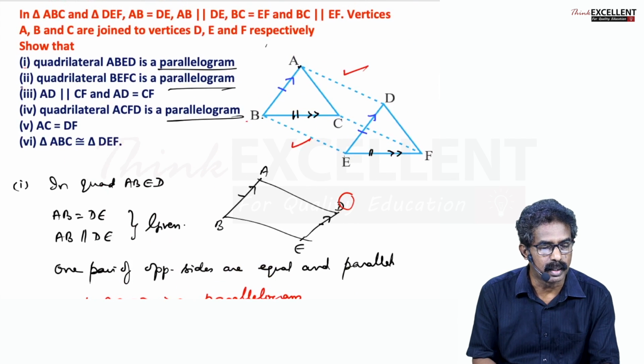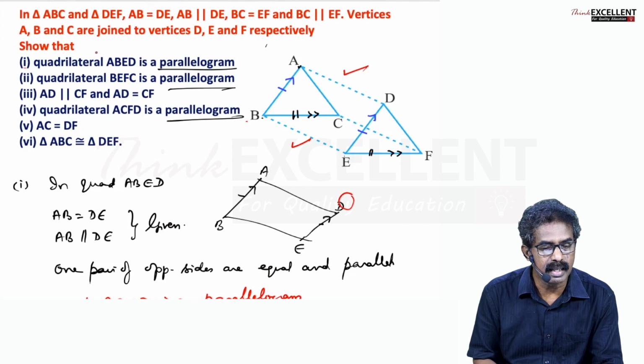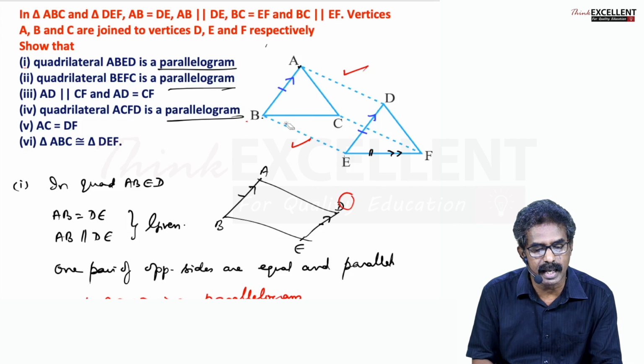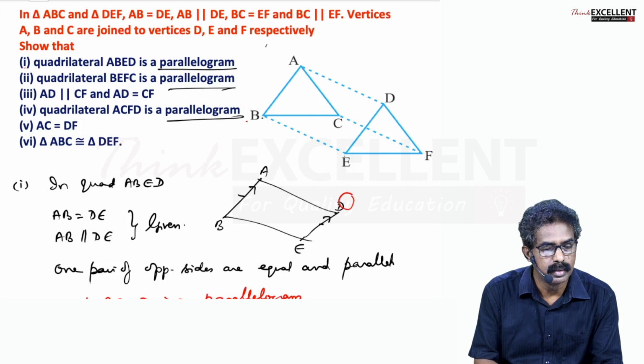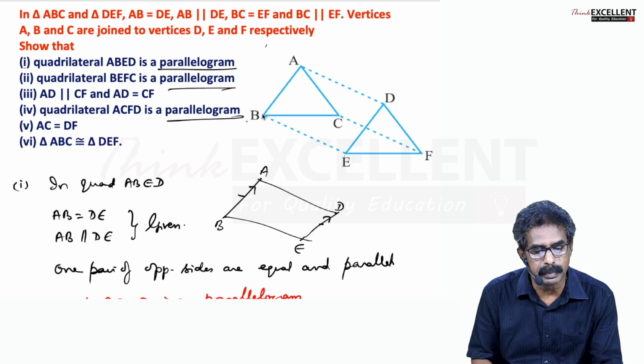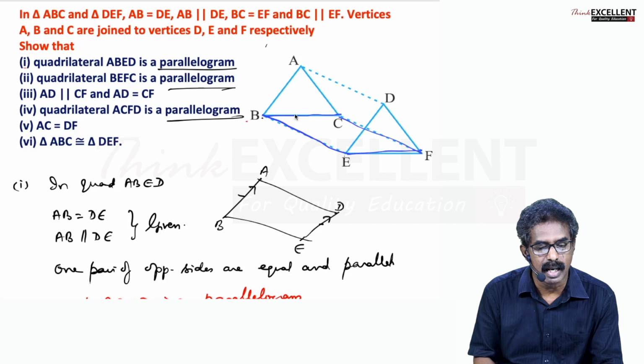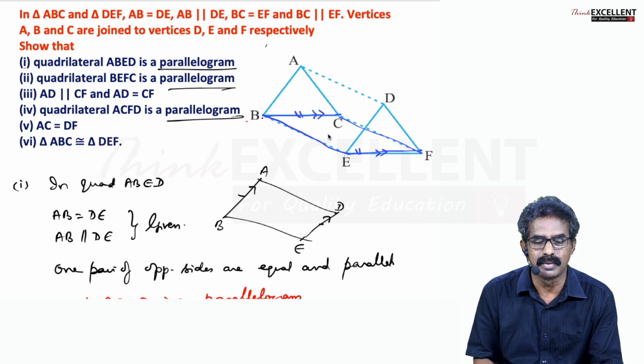Now we see the second one. BEFC is a parallelogram, see the diagram. So what we need now: BEFC, this is a parallelogram. We have to prove this is a parallelogram. Already it is given these two lengths are equal and these two are parallel also. Again the same reason, you can say this is a parallelogram.